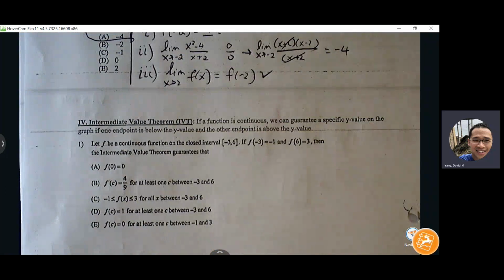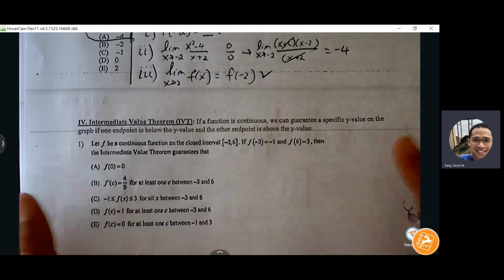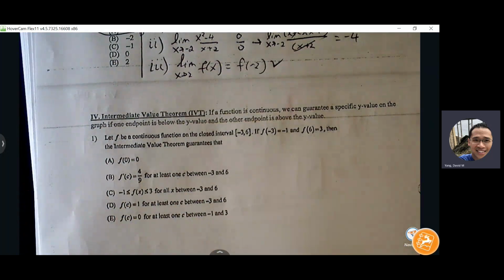Okay, it's been a while since we've talked about the intermediate value theorem. We learned this in chapter 1 before we learned derivatives. Okay, so IVT doesn't show up very, very often, but I still want us to make sure that it is still an AP Calculus concept that we need to be aware of, because it may show up on the exam.